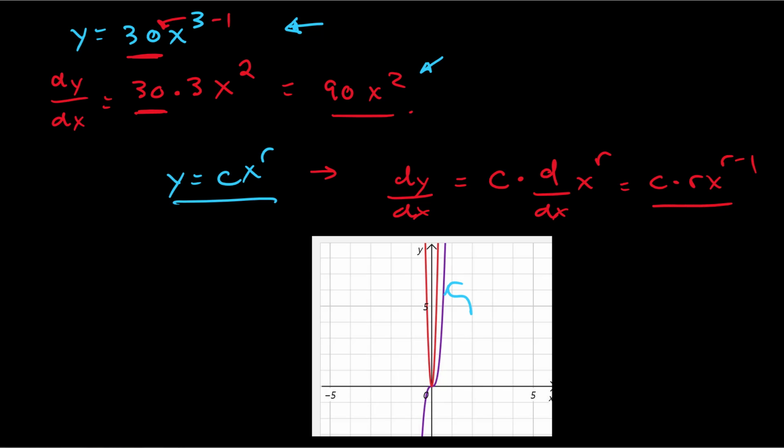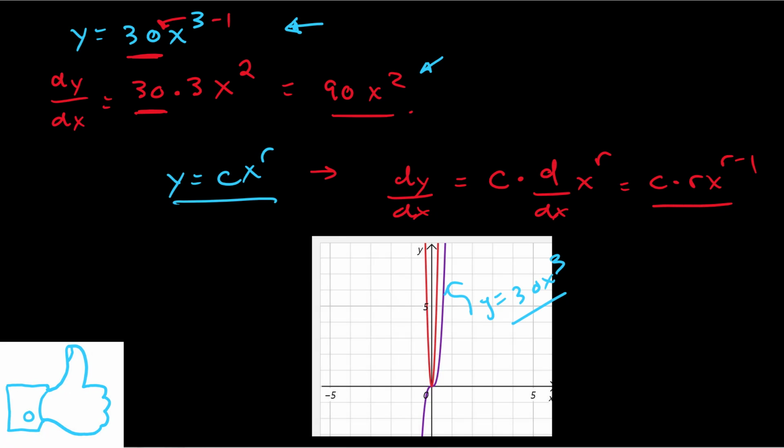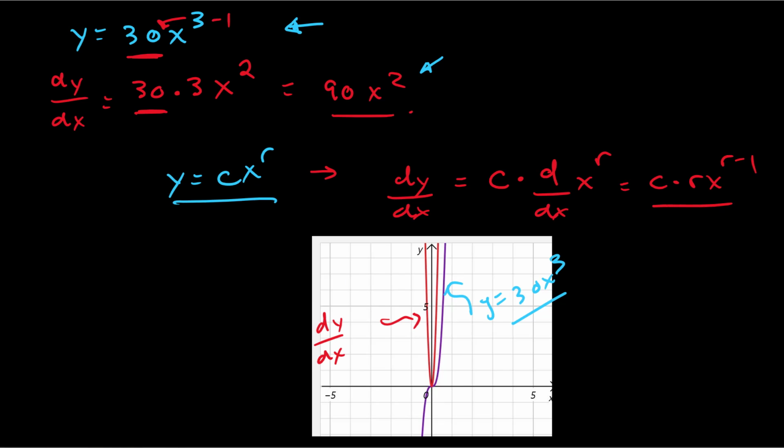Now we should recognize this is a cubic, so this is our original function, 30x cubed. That is the purple line. And the red parabola is our derivative, which is 90x squared. The parabola is opening up, that is, y is never less than 0 since it's 90x squared.